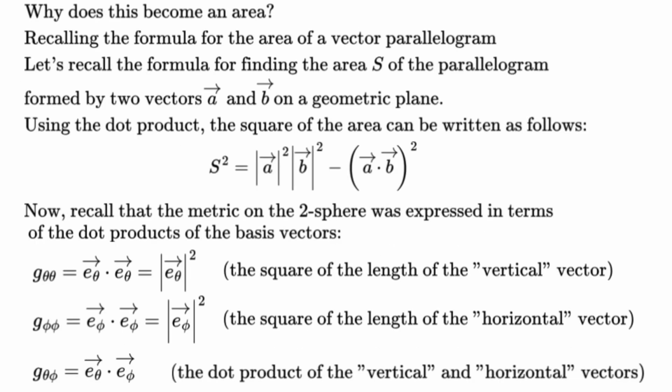Why does this become an area? Recalling the formula for the area of a vector parallelogram. Let's recall the formula for finding the area S of the parallelogram formed by two vectors A and B on a geometric plane. Using the dot product, the square of the area can be written as follows. Now, recall that the metric on the two-sphere was expressed in terms of the dot products of the basis vectors.